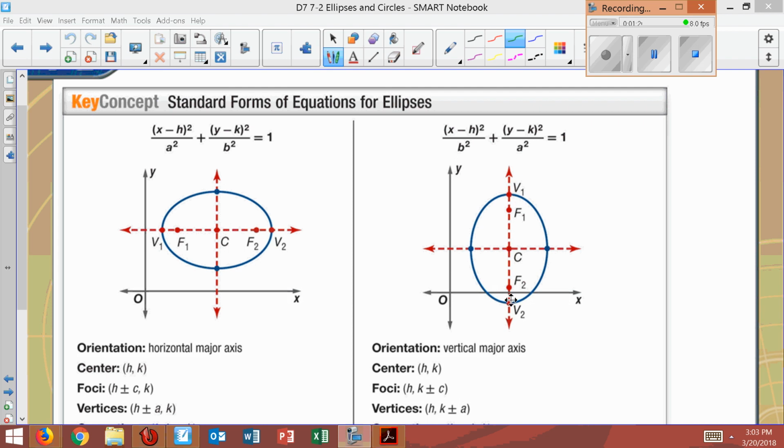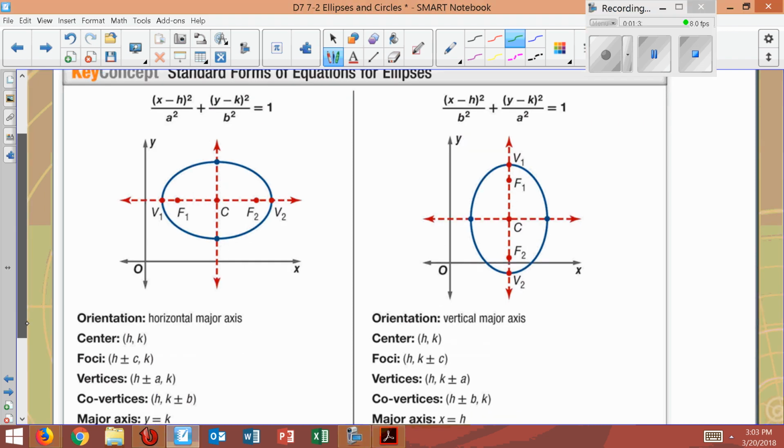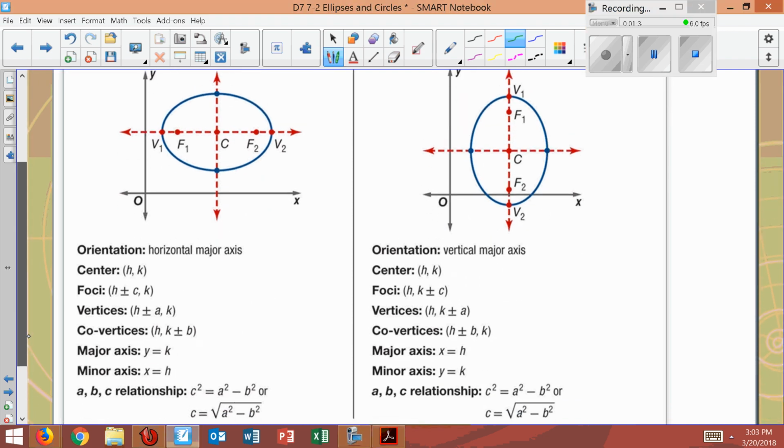A is the distance from the center to the vertex, which is on the major axis, and this would also be a distance of a. So this is a, this is a. The total length would be 2a. And this would be b and b. So this total length would be 2b. And that's what's given to you here, all this information.